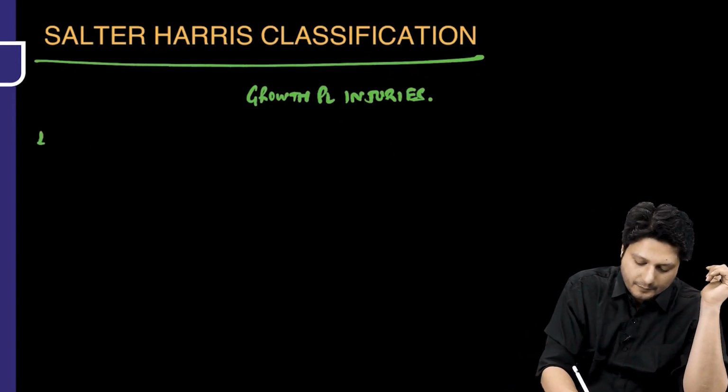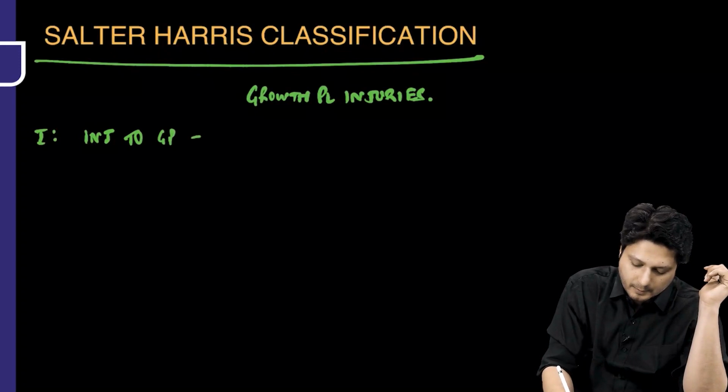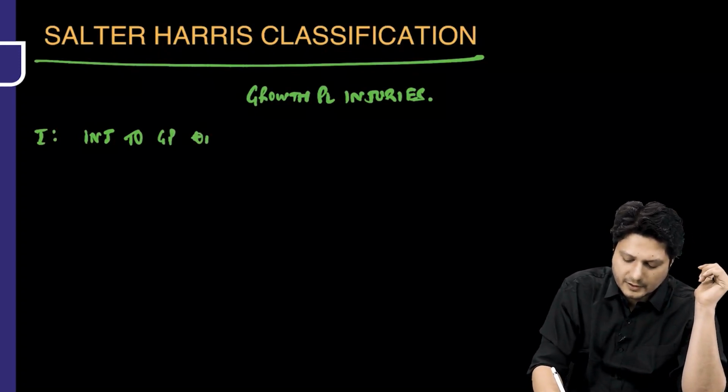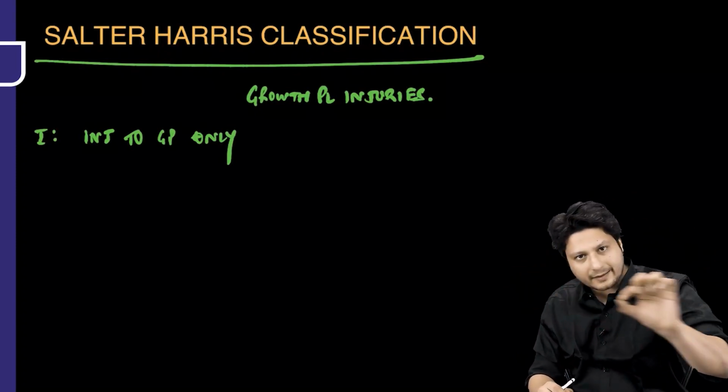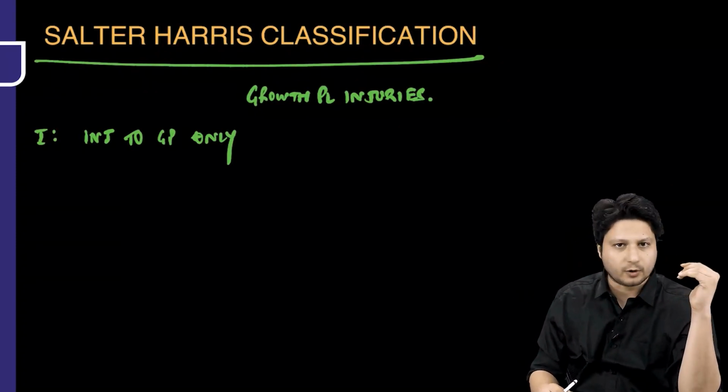So what is type 1? It is injury to the growth plate only. That means only a linear fracture is there, a linear breakdown in any of the different zones of the growth plate.